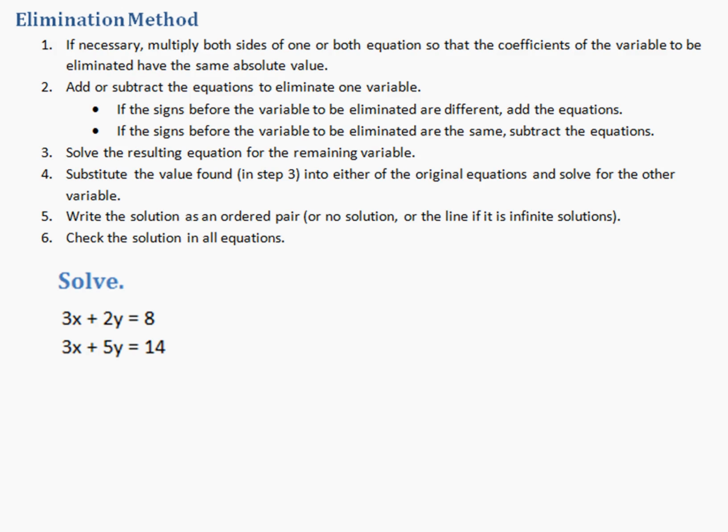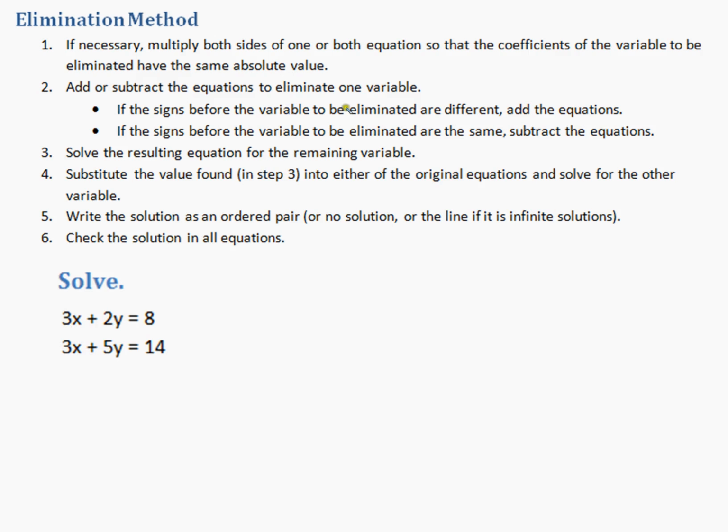Moving on to the next one. Once again, if necessary, multiply both sides of one or both equations so that the coefficients of the variable to be eliminated have the same absolute value. It really means the same number. So here we have 3x here and a 3x here. So we're in good shape. We don't need to multiply anything.